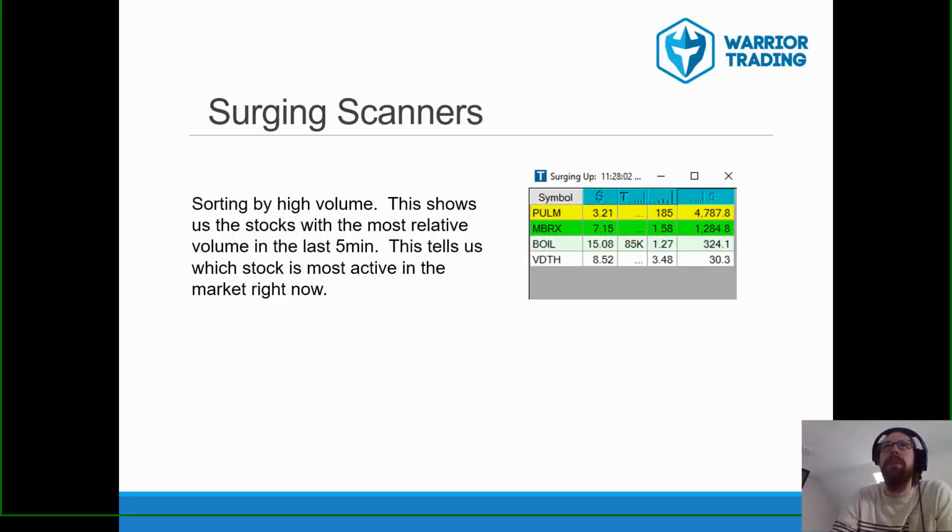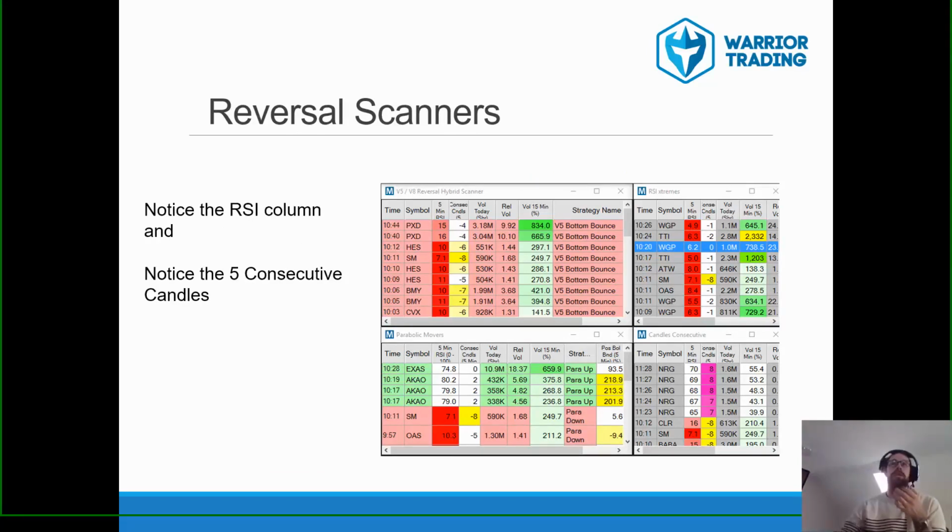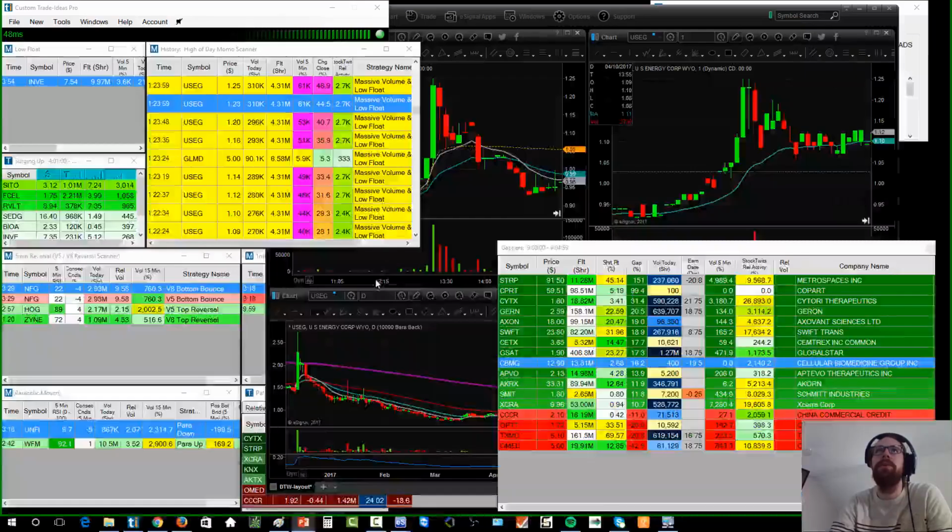Okay, so jumping back in here to the slides. Our surging up scanner, we've kind of broken that down. And then we have our reversal scanners. Generally, I would consider my scanning software to be divided into two categories: momentum on the top and reversals on the bottom. Those are the two types of strategies that I trade. We've talked about that in classes 6, 7, and 8. So when I'm looking for reversal stocks, what type of criteria am I looking for? I'm looking for the 5 consecutive red candles. I'm looking for the RSI to be high or low, etc. And these are the 4 scanners that I've created that are looking for those types of criteria.